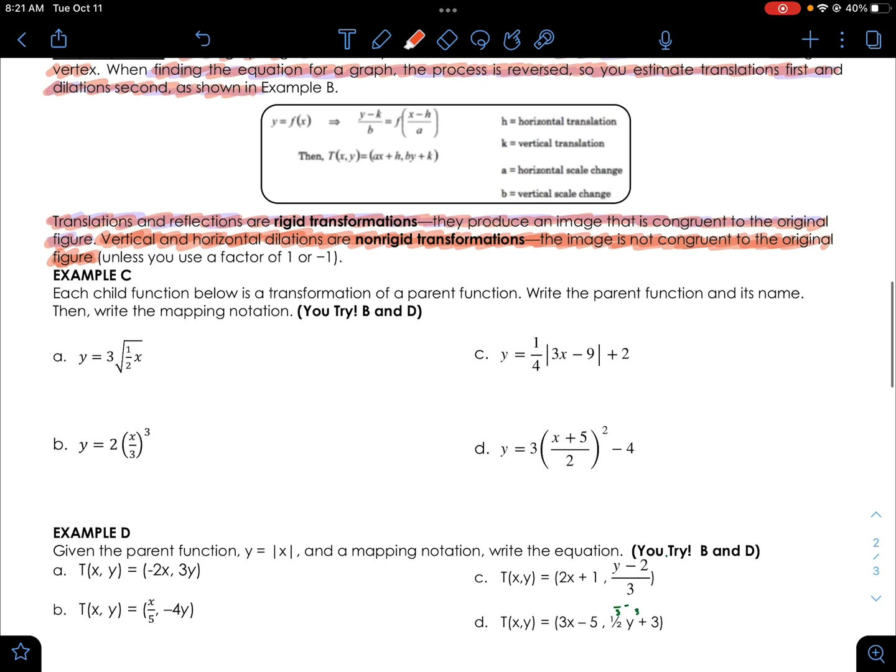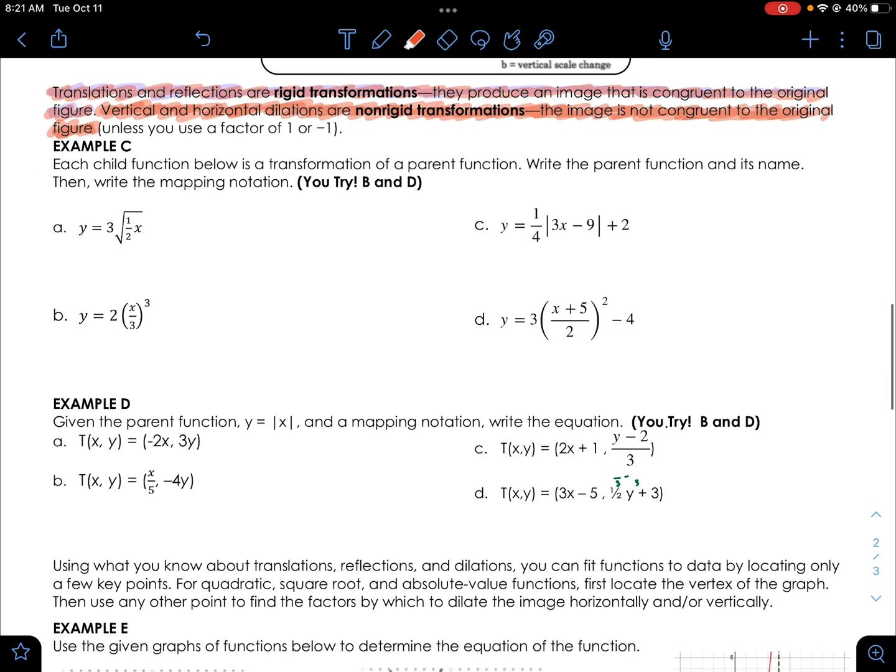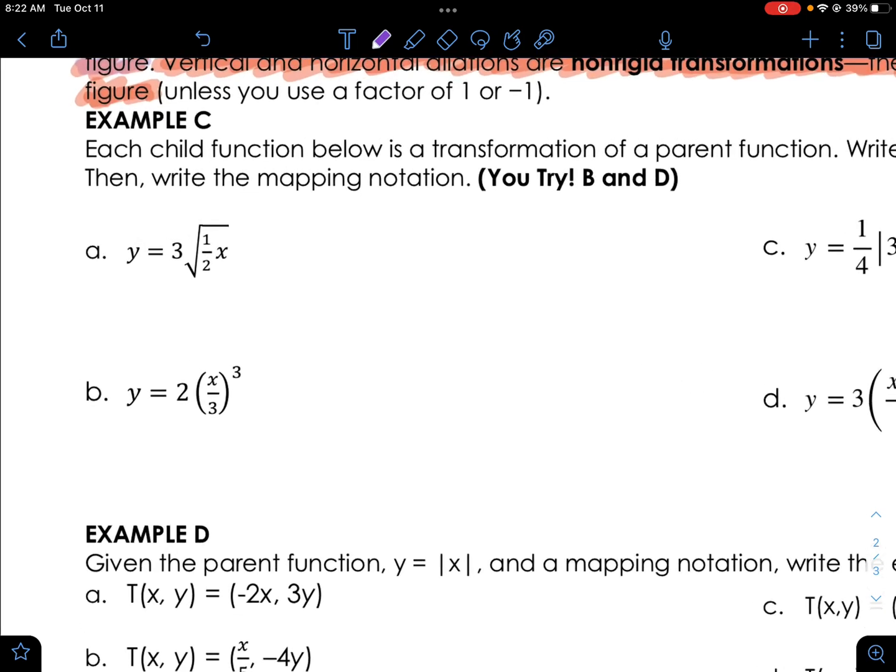So what we're going to do is we're going to take a look at examples C and D. Example C, we're going to take the equation and write it as a mapping notation. And then for example D, we're going to take the mapping notation and rewrite it as the equation. So we will do A and C together, and then you will try B and D, and you can check your answer on the completed notes.